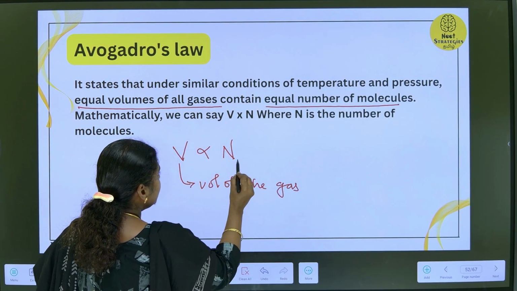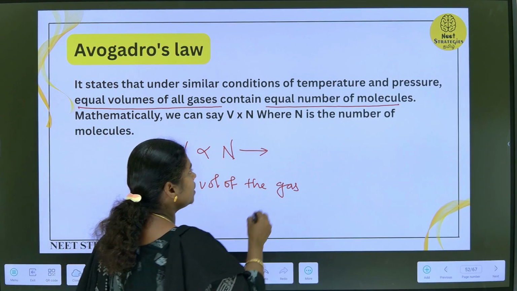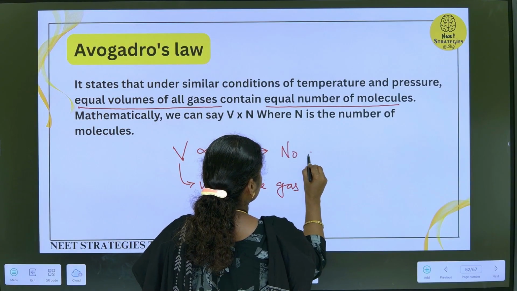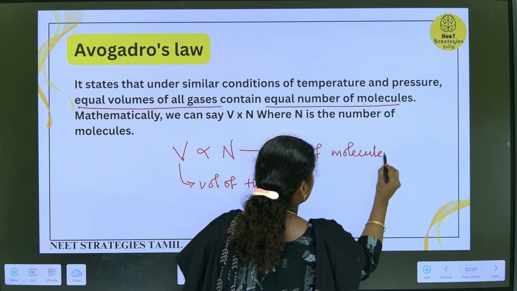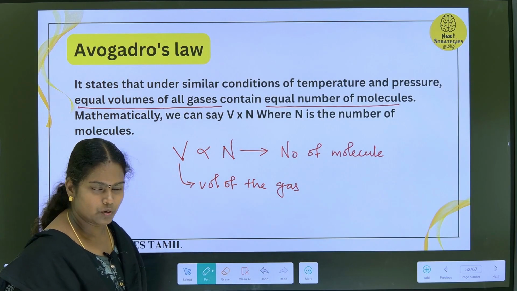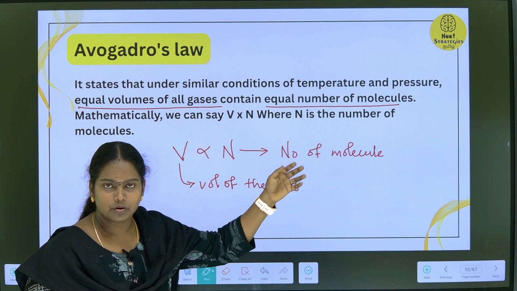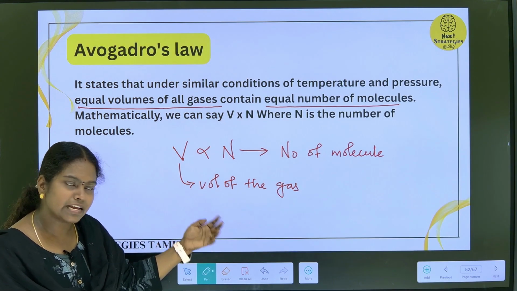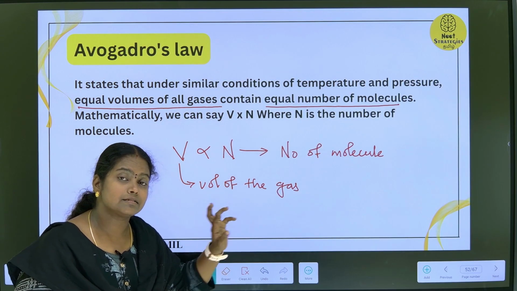N is the number of molecules, that is, how many molecules are present. So the volume of the gas is directly proportional to the number of molecules. If the volume of the gas increases, the number of molecules increases. If I raise the volume of the gas, the number of molecules will increase. Both have a direct relation.